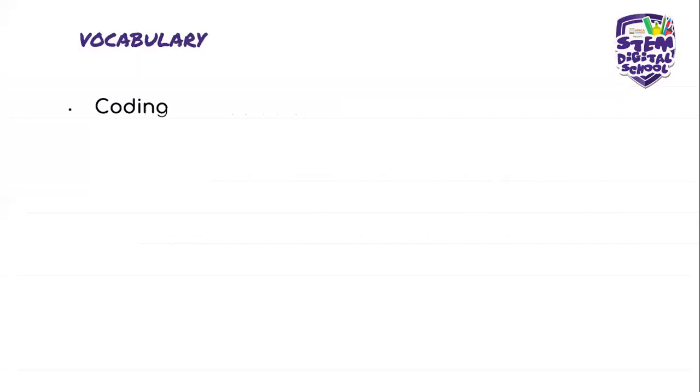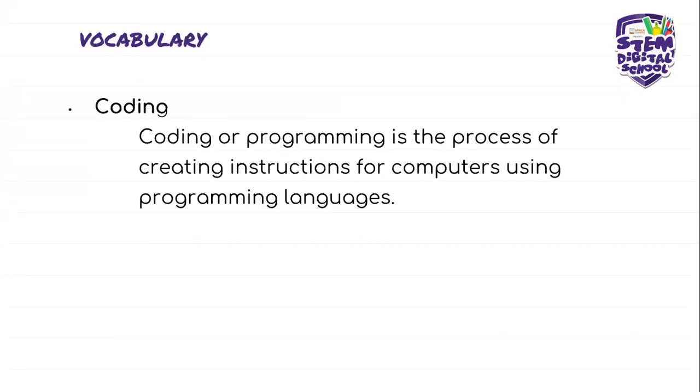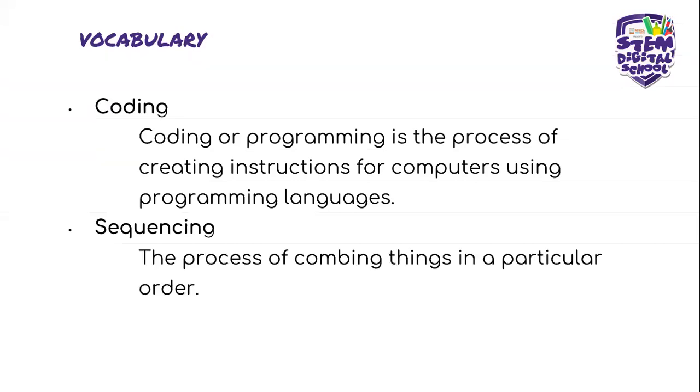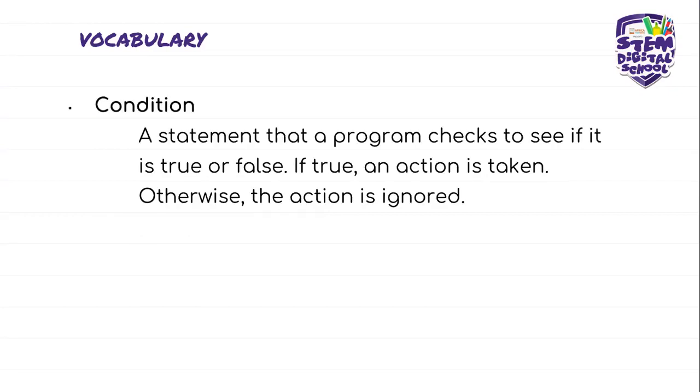Okay, so let's look at coding again. Just to remind everybody, coding is a process of creating instructions for computers using programming language. Sequencing is very important in our code, because if we don't put it in a particular order, then our code might do something that we don't want it to do, or it might run into a bug and create an error.